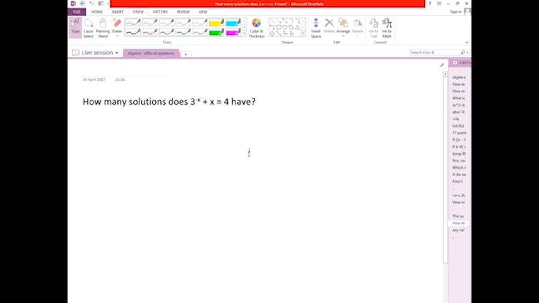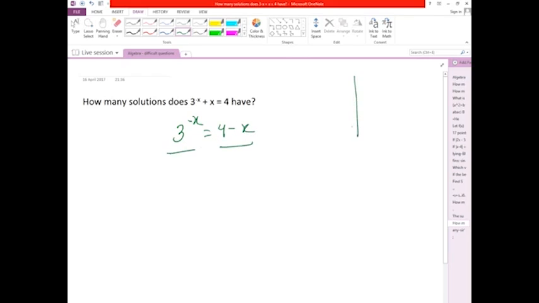I have put in two relatively easy graph related questions. You should be able to do this. I'll very quickly show you how we can go through this. How many solutions does 3^(-x) + x = 4 have? So you can rewrite this as 3^(-x) = 4 - x. We are rewriting this because we know this graph and we know this graph.